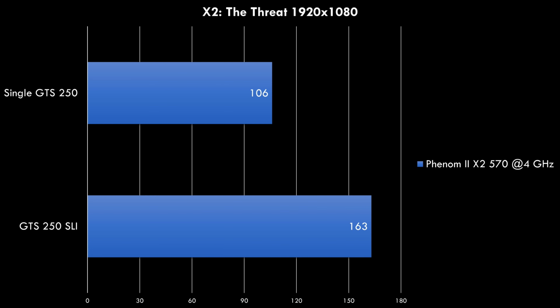And the last game, X2 The Threat, we're going from 106 FPS for a single card to 163 with the SLI configuration.